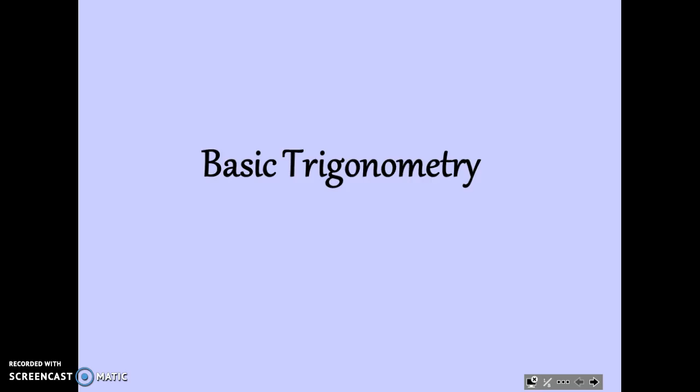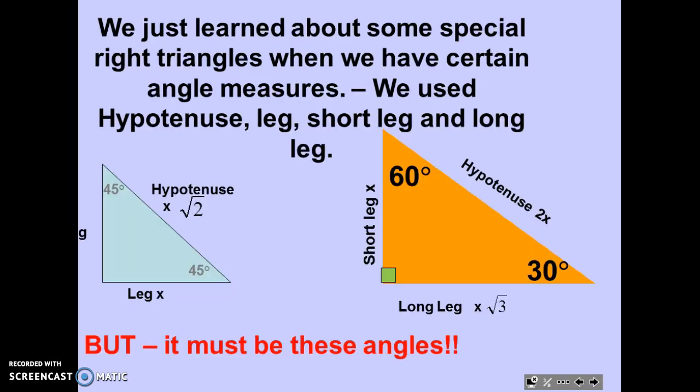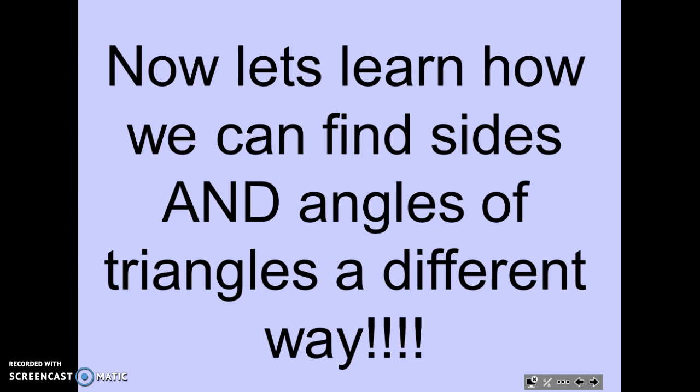Basic trig. We've already started talking first. We did the Pythagorean theorem, where I had two sides and had to find the third side. And then we just had the unit with 30, 60, 90 and 45, 45, 90, where they gave you an angle and a side and you were able to find it. But it had to be this specific kind of triangle. So now we're going to learn how to find sides and angles.